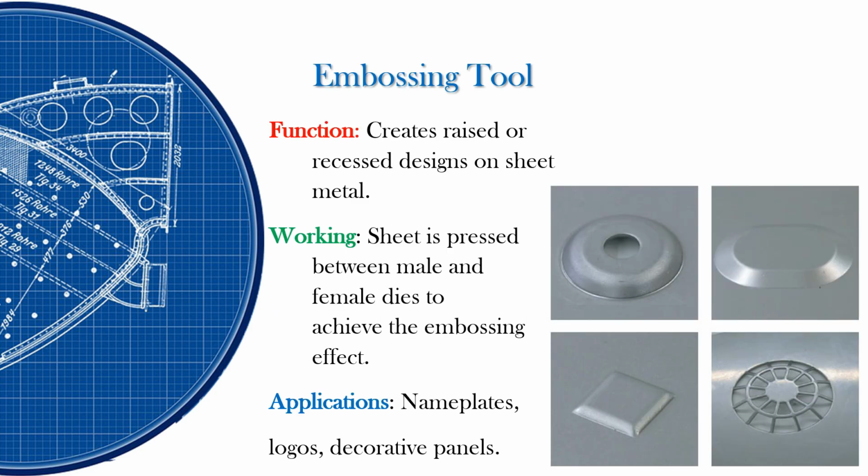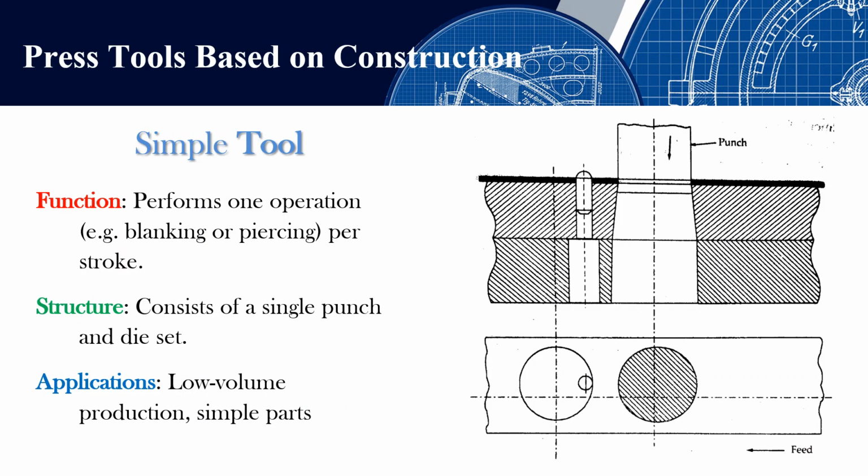Embossing tool. Function: creates raised or recessed designs on sheet metal. Working: the sheet is pressed between male and female dies to achieve the embossing effect. Applications: nameplates, logos, decorative panels. Press tools based on construction.